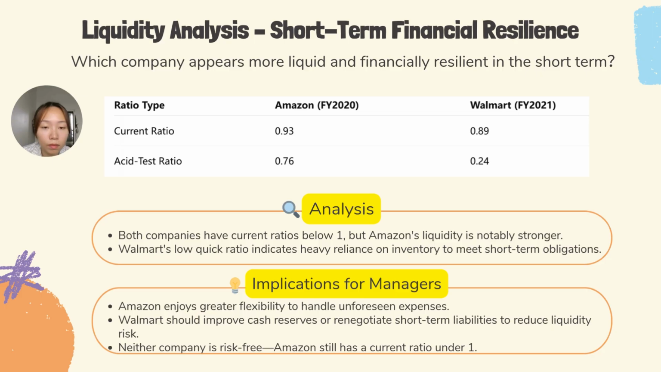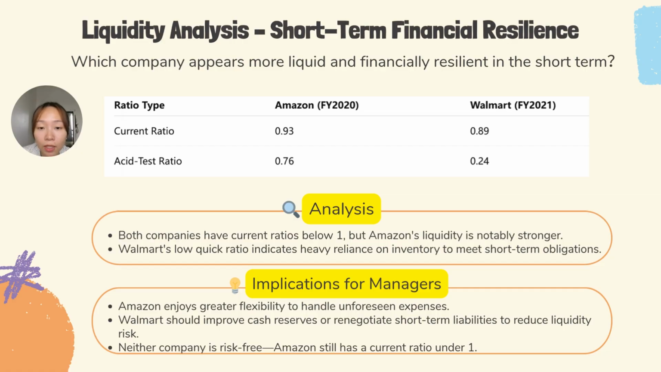That's all my part. Next, let's take a close look at the short-term liquidity and financial resilience of Amazon and Walmart. First, it's important to note that Walmart's FY 2021 spans from February 2020 to January 2021, which closely overlaps with Amazon's FY 2020, covering January to December 2020. These alignments ensure our comparison reflects a similar operating environment during the pandemic-affected year.